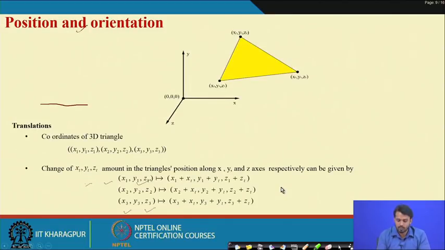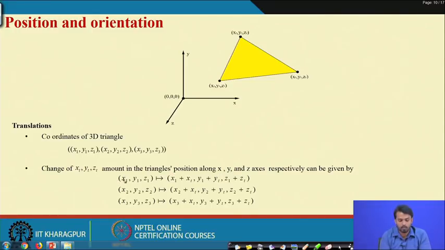Next we will go for position and orientation. Let us consider a 3D triangle where the coordinates are denoted as x1, y1, z1, x2, y2, z2 and x3, y3, z3. The translation property will be taken care of in this model: a change of xt, yt and zt amounts in the triangle's position will affect the position along the x, y, z axes, as we will look at.